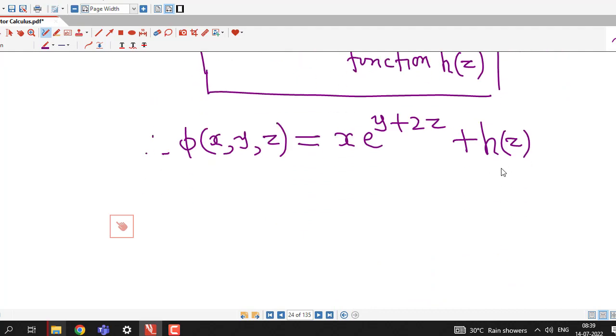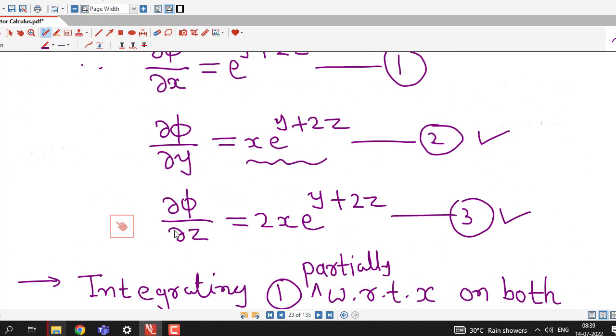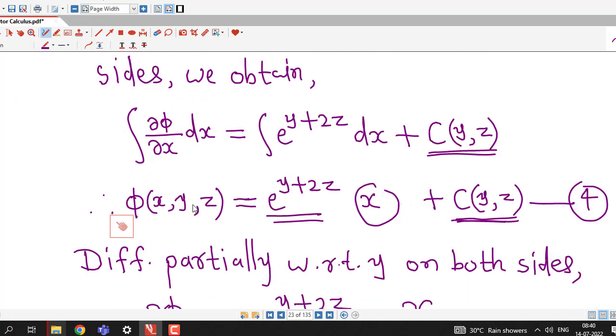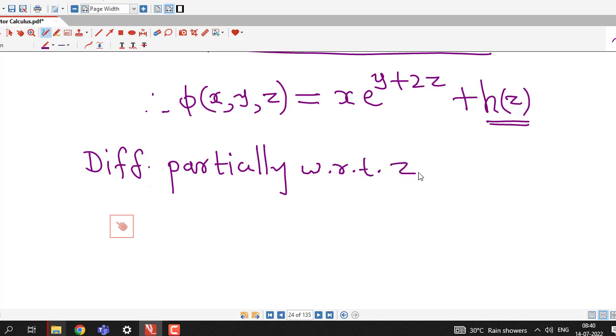So now we have to decide what is this h of z. So for that we are using equation number 3, which we have not used so far. And equation number 3 is having partial derivative of phi with respect to z, which is 2x e raised to y plus 2z. So to use this equation 3, we differentiate this last equation with respect to z partially. So here we again write differentiate partially with respect to z on both sides.